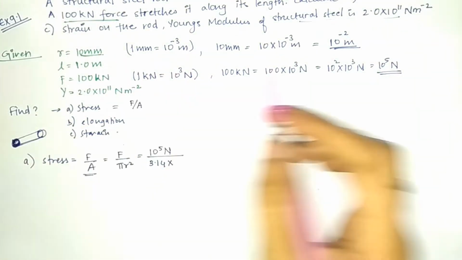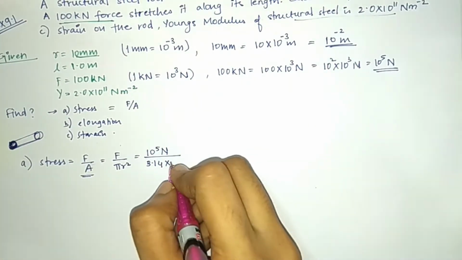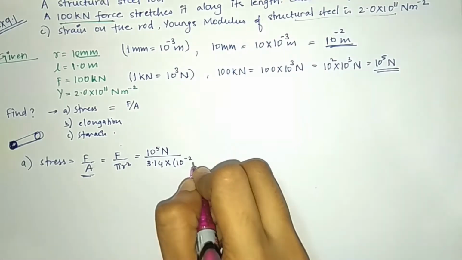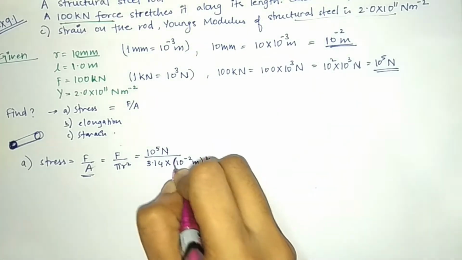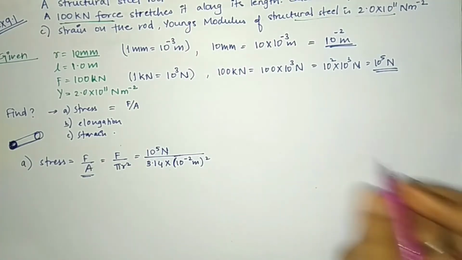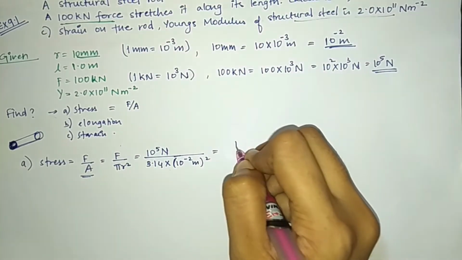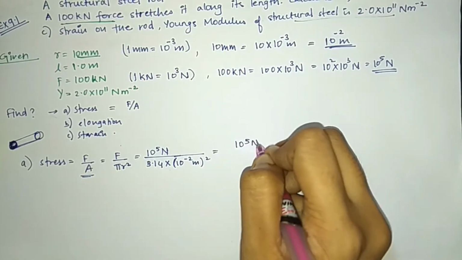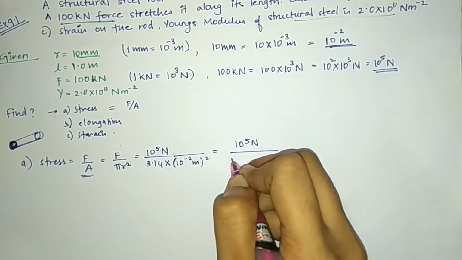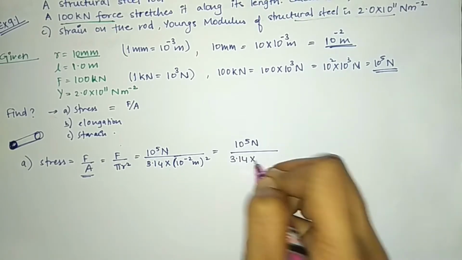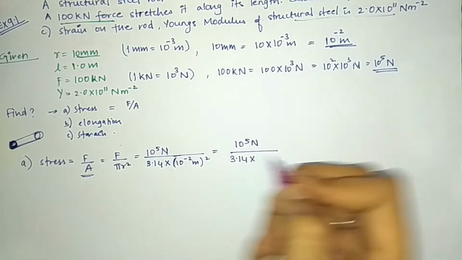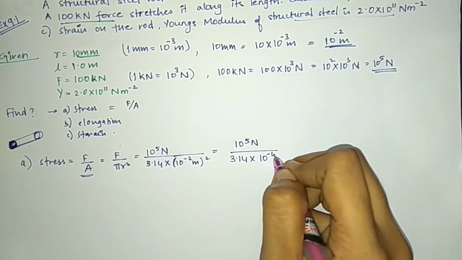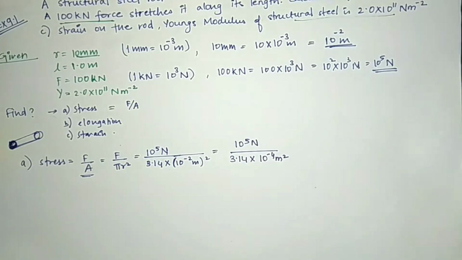What is r? 10 raised to minus 2 meter. So 10 raised to minus 2 meter the whole square, because it is pi r square. Okay, so let's do the calculation. It is 10 raised to 5 Newton upon pi, which is 3.14, into 10 raised to minus 2 square. So it will be 10 raised to minus 4 meter square.